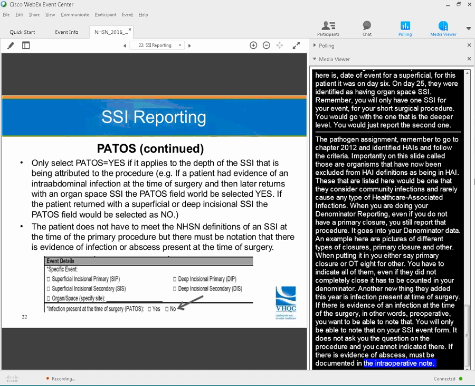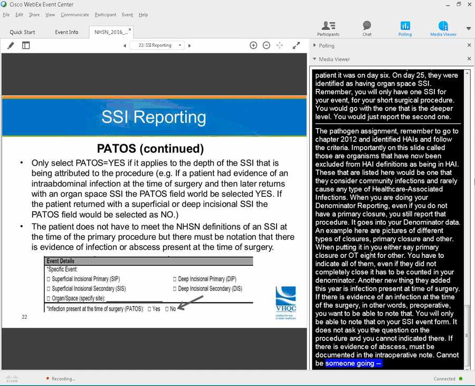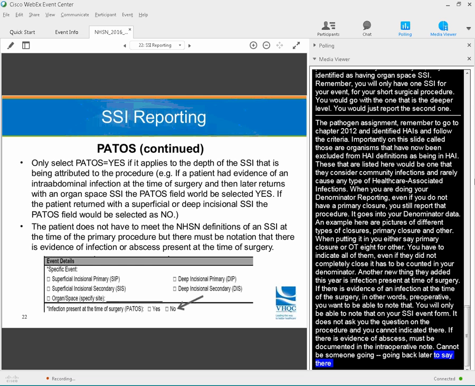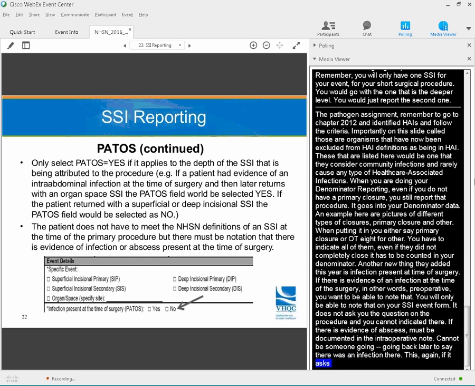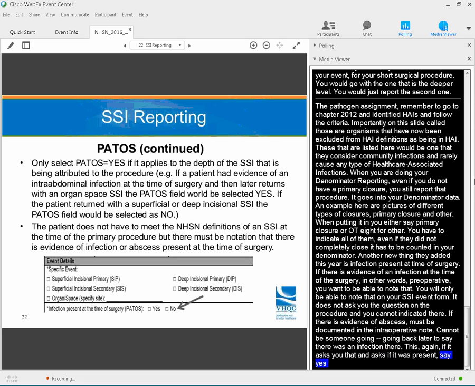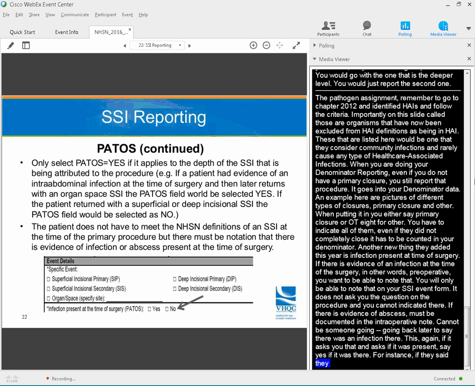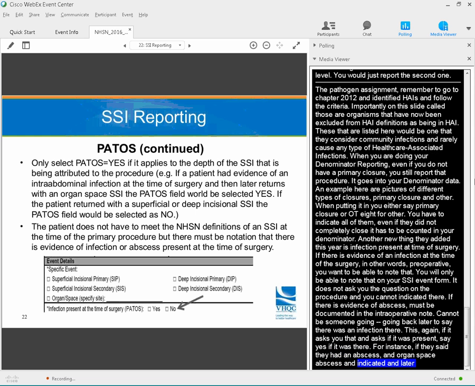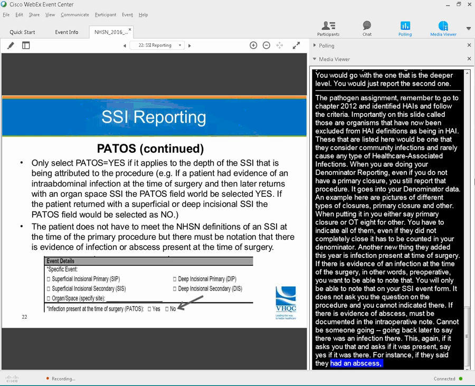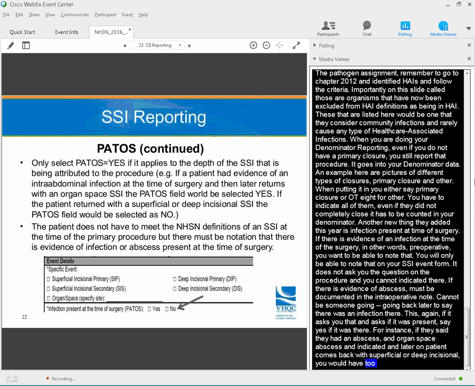And this, again, if it asks you when it's asked, was it present, you can say yes if it was there. Now, for instance, if they said they had an abscess, an organ space abscess, and it was indicated, but later on your patient comes back with a superficial or deep incisional, you would have to say no because that infection wasn't in the superficial area, it was deeper. So you would have to say no to that. But remember just to indicate which it is.